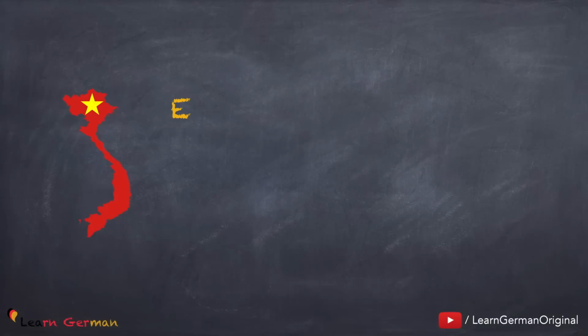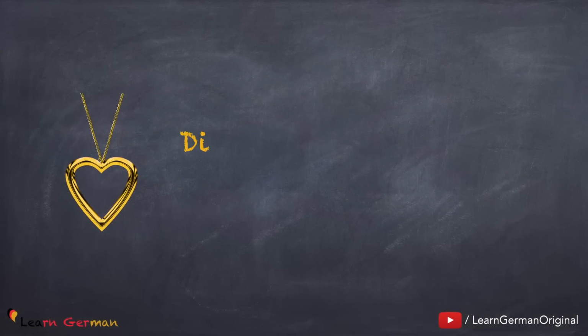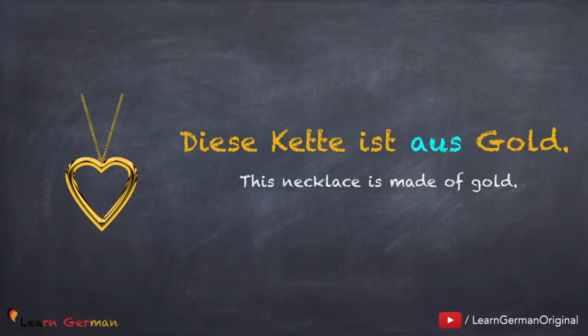Another common use of aus is with countries and cities. For example, kommt aus Vietnam. Und du? There are a few countries that take an article. If you want to know which ones, you can watch our video on the same. The link is given below. You would also use the preposition aus when you are talking about the material of something. For example, diese Kette ist aus Gold.